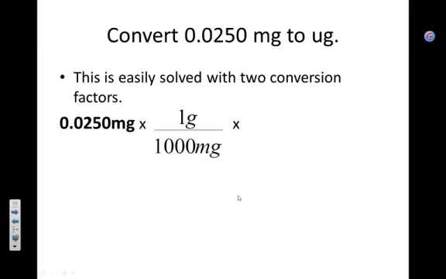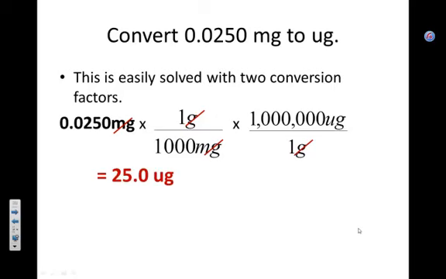The conversion for milligrams to grams is 1,000 milligrams to equal 1 gram. That allows us to factor out milligrams. Then we're going to multiply by 1,000,000 micrograms per gram, and that allows us to factor out grams and gives us micrograms. And the answer then would be 25.0 micrograms. So 0.0250 divided by 1,000 times 1,000,000 would equal 25.0. And our units that we're left with is micrograms.